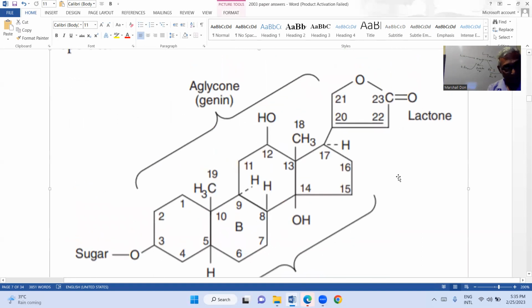This is digoxin. Now you may face some question. Digoxin is a steroid. That is true. Digoxin has a lactone group and it has a sugar group. So this part is called aglycone.